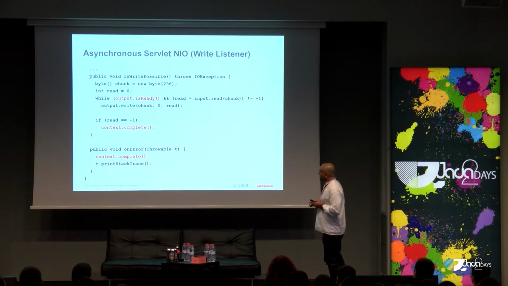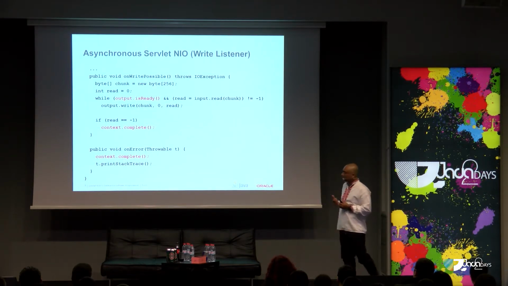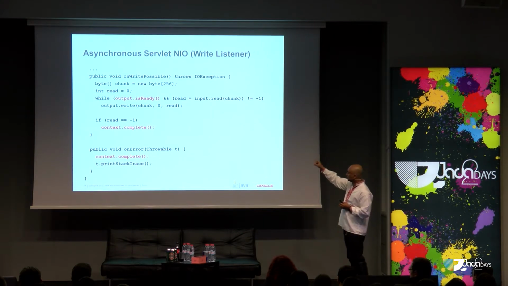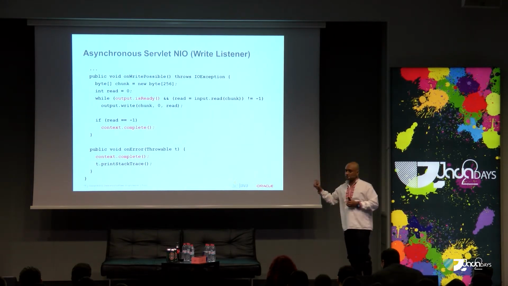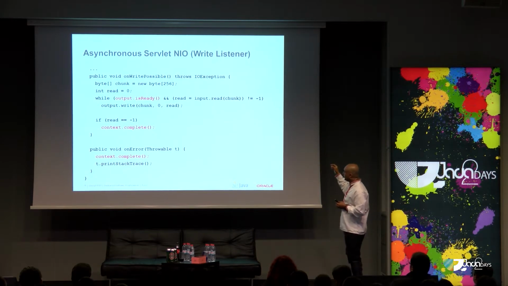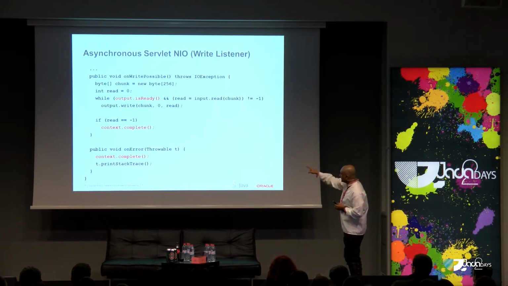The next thing you will do is not write all at once. What you will need to do in an NIO-based system is write in an incremental fashion. In this case, I'm writing 256 bytes at a time. So if you look at my while loop, all I'm doing is I keep on writing in 256 loops. But there's also this interesting check, output.isReady.